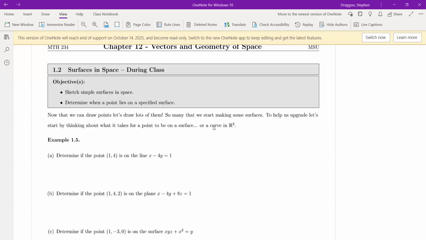We'll also use the phrase vector valued function a fair amount. All that means is that the function I am referring to expects to have vectors as maybe its input or its output instead of just a number.